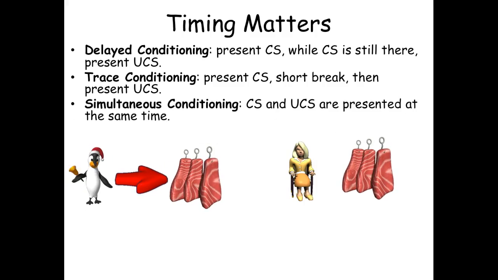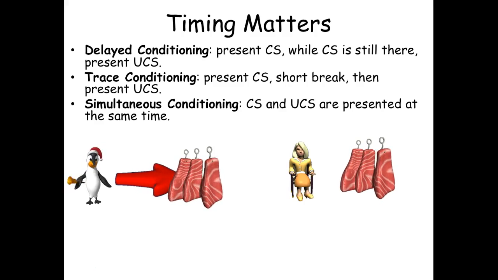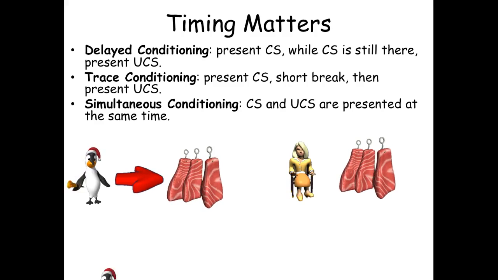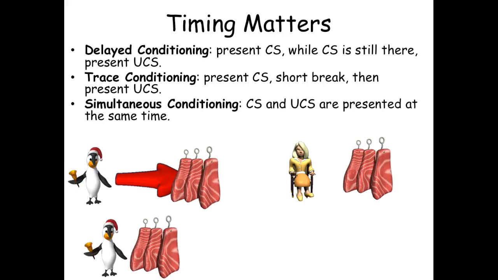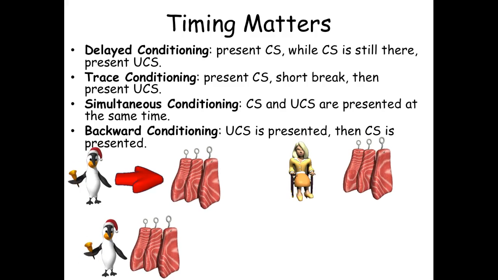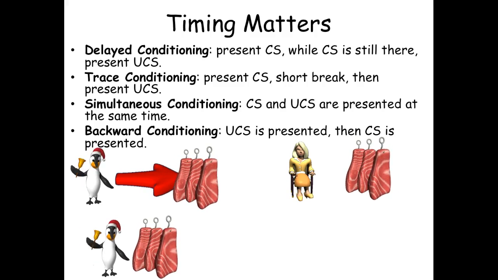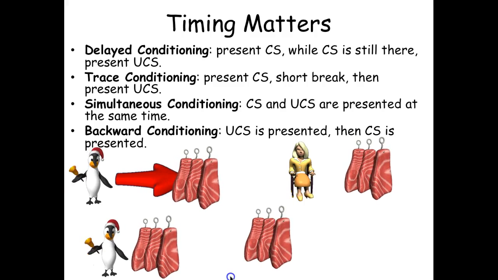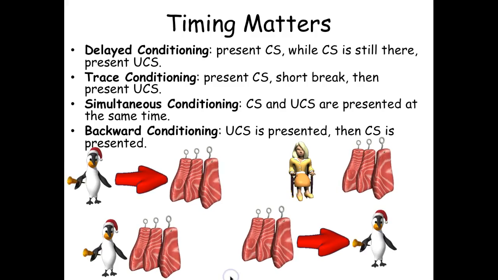A third type is simultaneous conditioning, and this is when the conditioned stimulus and the unconditioned stimulus are presented at the same time, and this results in very poor conditioning because the conditioned stimulus, in this case the bell, doesn't predict the unconditioned stimulus in this situation at all because they happen simultaneously. The last one is backward conditioning, and this is when the unconditioned stimulus is presented and then the conditioned stimulus is presented, and this results in little or no conditioning. Because again, the conditioned stimulus does not predict the unconditioned stimulus.